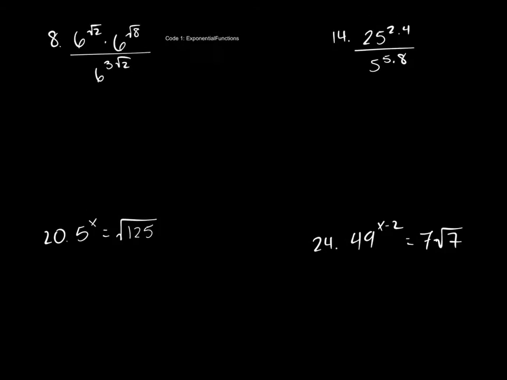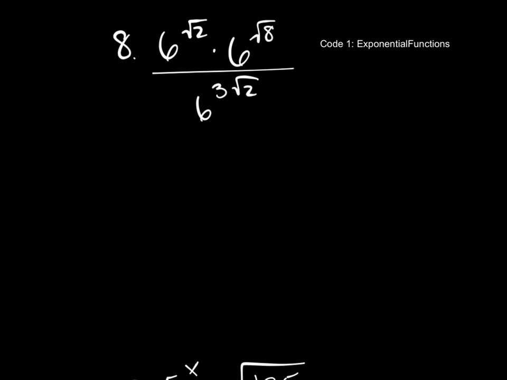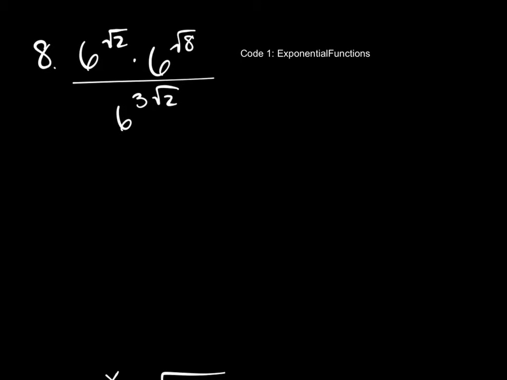So then let's move on to something more difficult. Let's start off by looking at number 8. 8 says that we've got 6 to the square root of 2 times 6 to the square root of 8 all over 6 to the 3 times square root 2. So first thing we're going to do is we're going to simplify that second power, square root 8, because that's the same thing as 2 root 2. So this simplifies to 6 to the square root 2 times 6 to the 2 root 2 all over 6 to the 3 root 2. And then because we've got the same base in the numerator, we can add those powers.